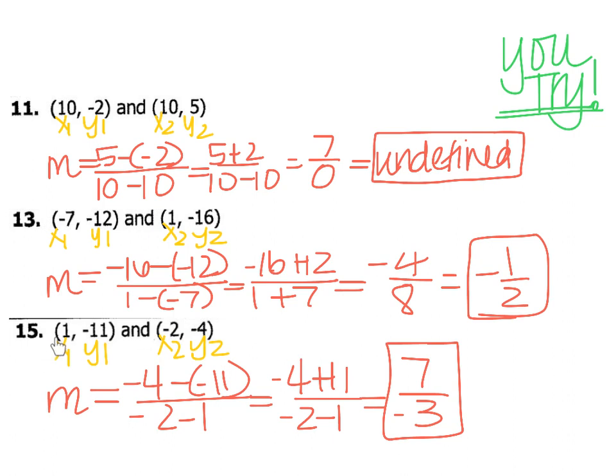Then 15, x1, y1, x2, y2. Then plug it into our formula, y2 minus y1 over x2 minus x1. Remember, subtracting a negative number, same as adding. Then we get positive 7 on top, negative 3 on the bottom. So our slope is negative 7/3. If you have any questions about this, call me over so I can help you. Otherwise, let's move on.